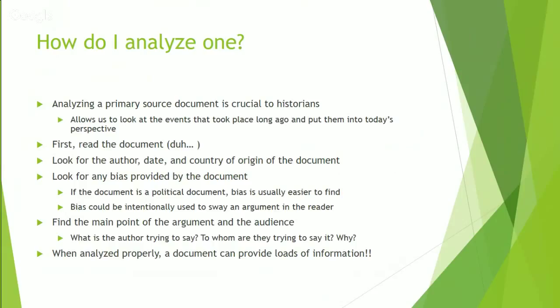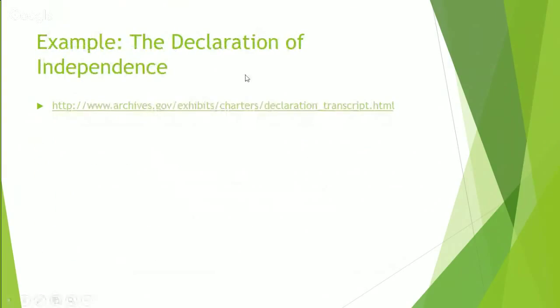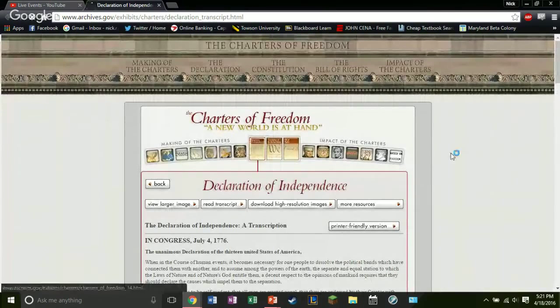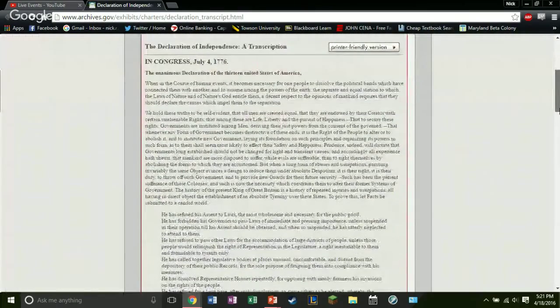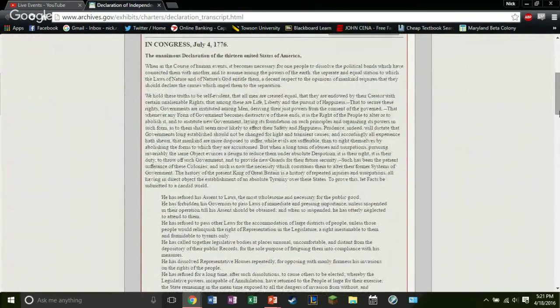When it's analyzed properly, a document can provide tons and tons of information. So we're going to go to this website. This is the Declaration of Independence, obviously. I couldn't get the guys at the National Archives to loan me the real one, so I got a transcription online. It's literally the exact same thing. It's just in a neater format and a neater font, so we can all read it.